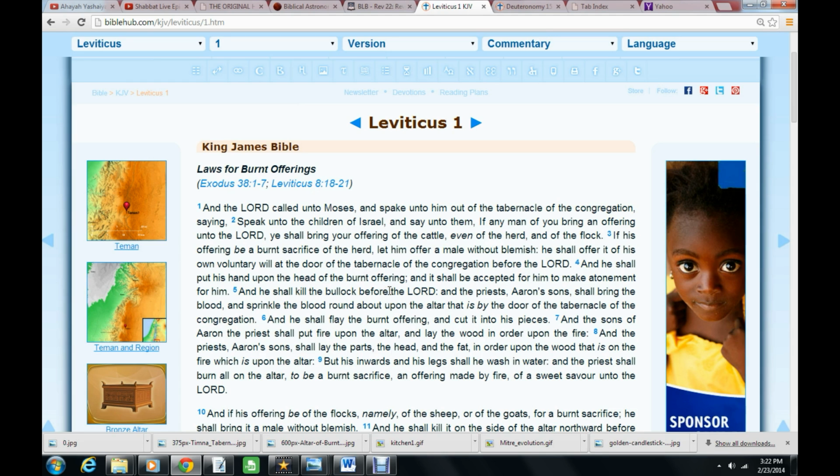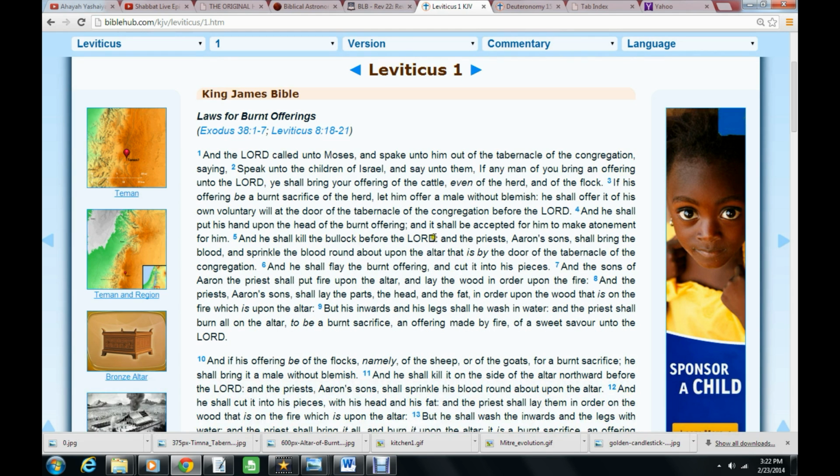This is how the rituals work. You don't work against anything's will. You got to use what's right, what is willing. And he shall put his hand upon the head of the burnt offering, and it shall be accepted for him to make atonement for him.